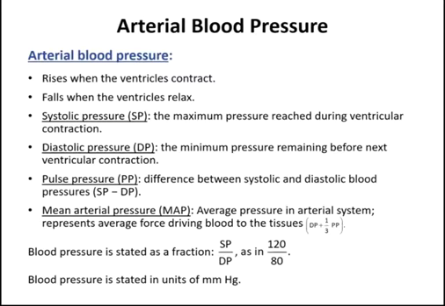Usually when you're talking about blood pressure, you have probably heard this before. It's usually stated as a fraction with systolic pressure over diastolic pressure. 120/80, that's the average healthy blood pressure that people state. And when they say 120/80, that's presumed to be in millimeters of mercury. That's the unit for the pressure.